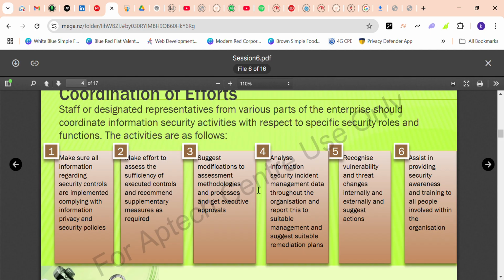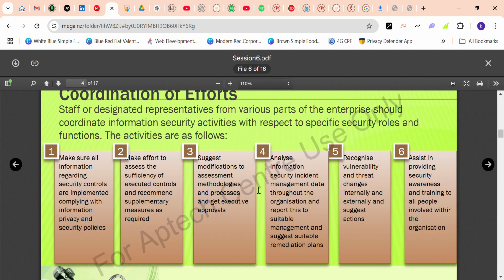suggest modifications to assessment methodologies and processes, and get executive approval. If there's any loophole in the former assessment methodology, you recommend a new one, and it has to be approved by the executives, the board members, or the supervisor.